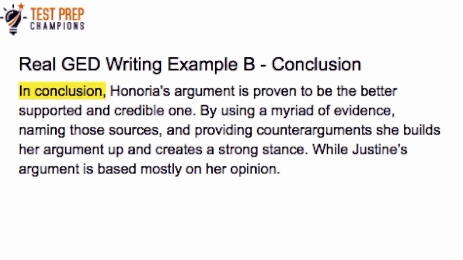And the only thing I would really nitpick is the last sentence where it says, "While Justine's argument is based mostly on her opinion." The person might want to revise this because it seems a little bit like a sentence fragment. Instead, you can say something like, Justine's argument is weaker because it's based mostly on her opinion, just to make this a more complete sentence. But I think this is pretty clear. They also made good use of vocabulary words here, like myriad of evidence.